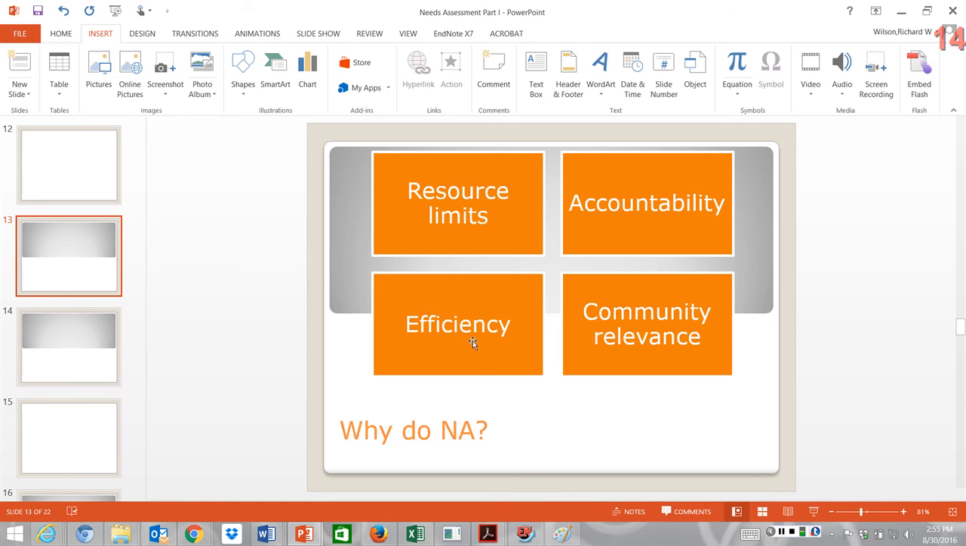And community relevance. Needs assessment usually pulls in representatives from the community, and so it's a way of knowing that what we're doing, somebody cares about. It's not just an academic exercise, but it is relevant to leaders in our community.